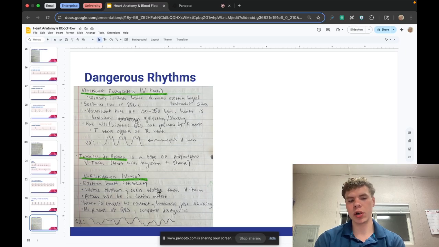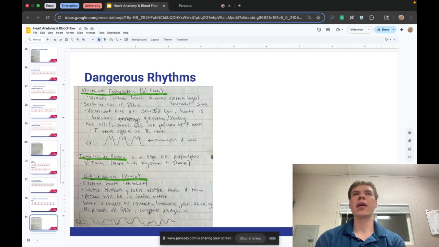the heart is extremely irritable. It's the worst rhythm. It's worse than VTAC. This is basically guaranteed that the person is in cardiac arrest. And when this is occurring, the heart is basically unable to contract and it's basically just shaking. There's no P wave, no QRS, completely disorganized, right?